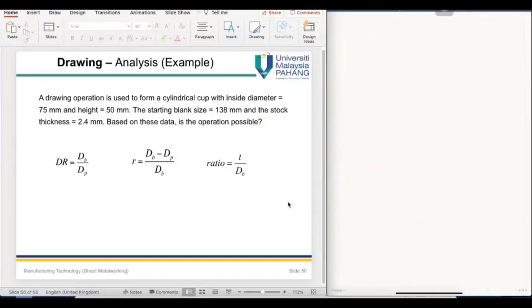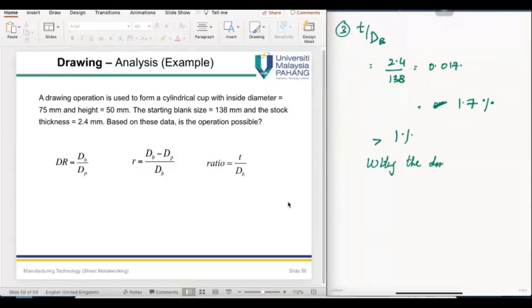Next, we move to the thickness to diameter of the blank ratio. This is equal to 2.4 divided by 138, which equals 0.017. If I multiply it by 100, it is 1.7%. This is greater than 1%, so I am still within the limits according to the rule.